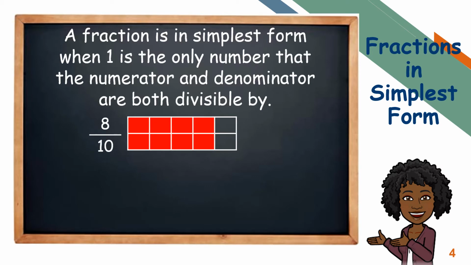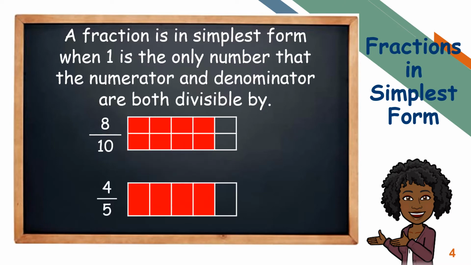Both 8 and 10 are divisible by 2, so that means we can simplify the fraction to 4/5. We are basically making an equivalent fraction. If you don't see your answer in the answer choices, then look for an equivalent fraction.